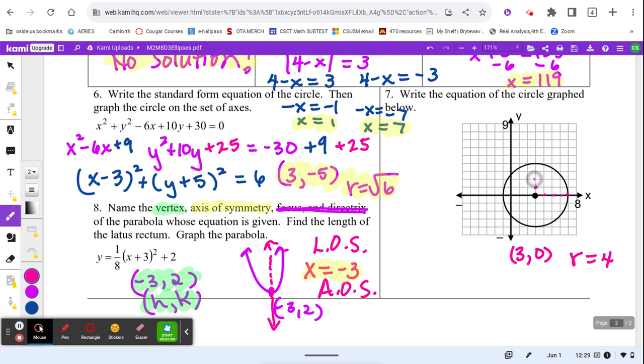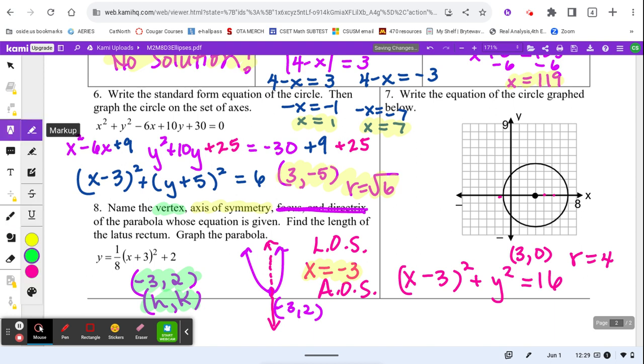Let's double check the other direction. 1, 2, 3, 4. Okay, my radius is 4 in all directions, so it is a circle. So now that I have my center and my radius, I can go ahead and plug this straight into the equation. X minus 3 squared, y minus 0 squared. Oh, I can just write y squared, and then 4 squared is 16. How'd you do?